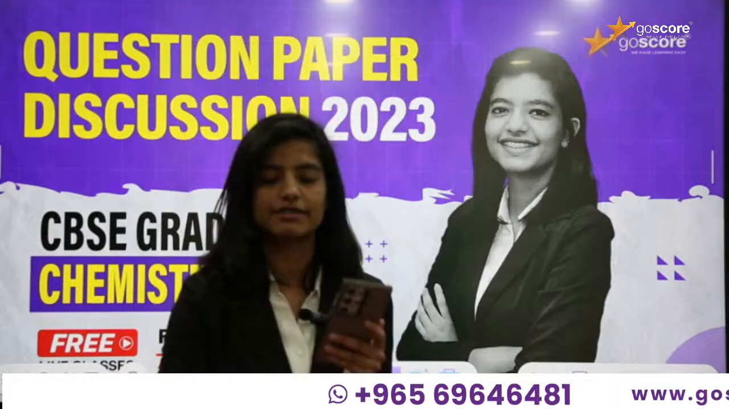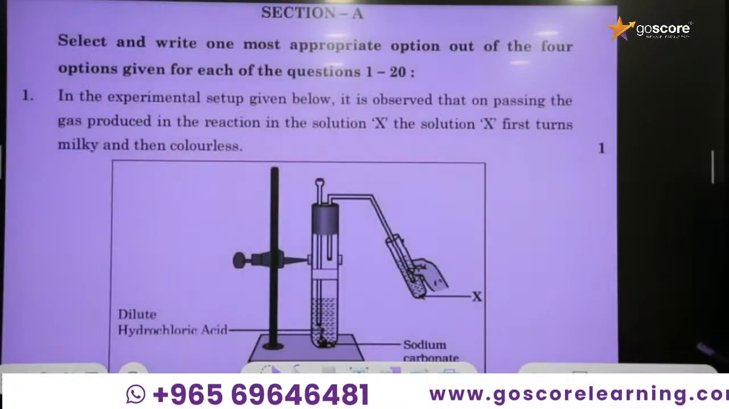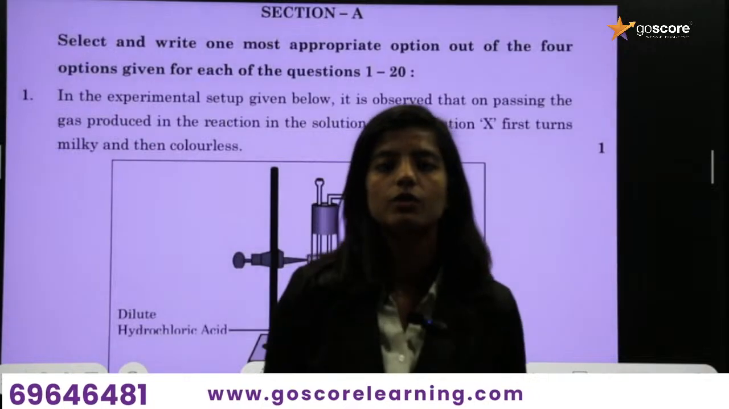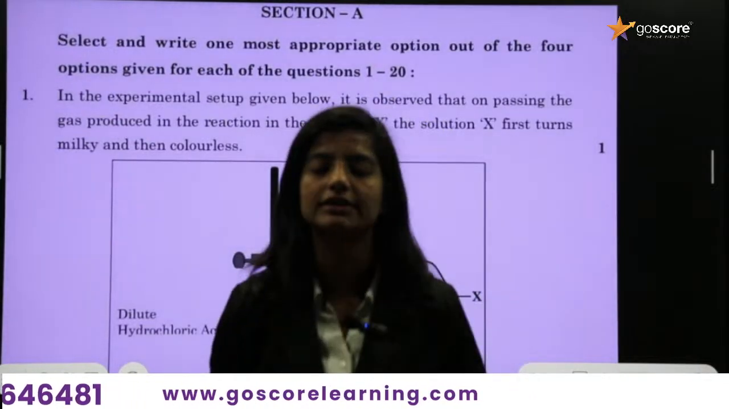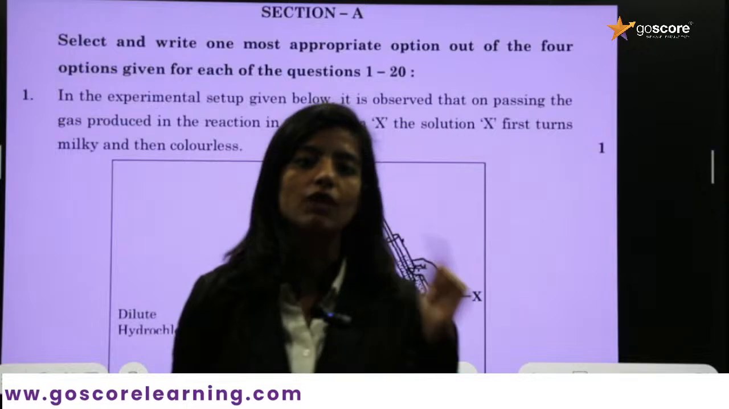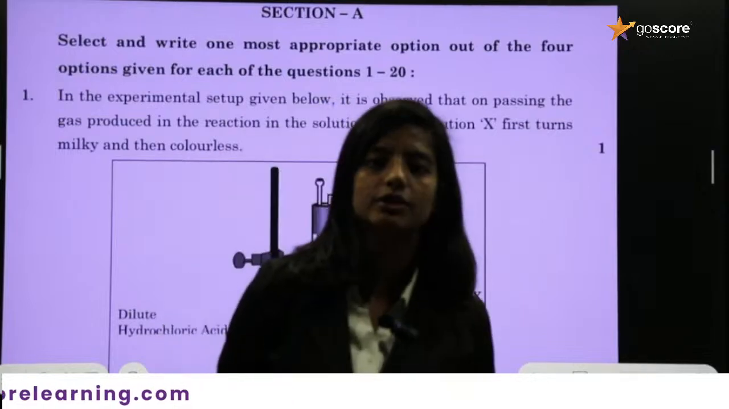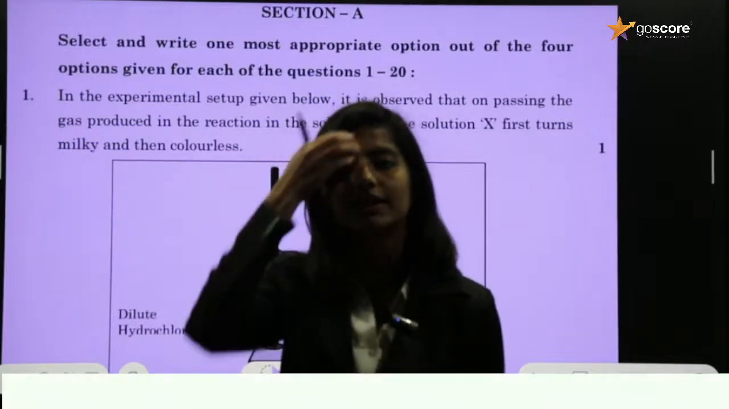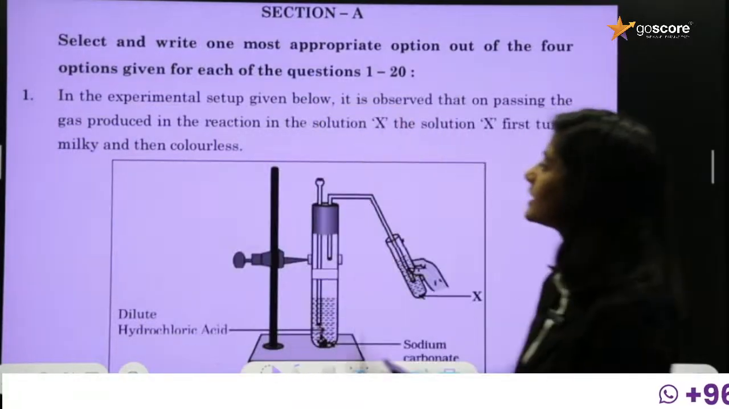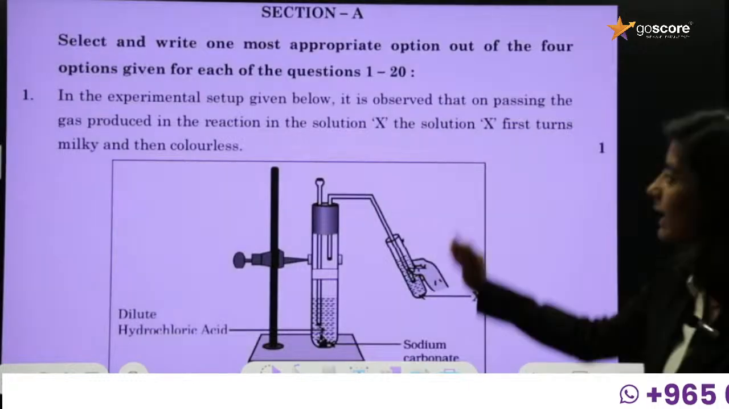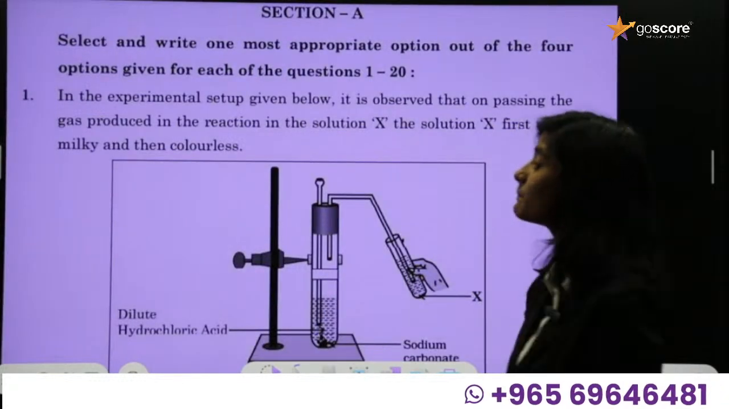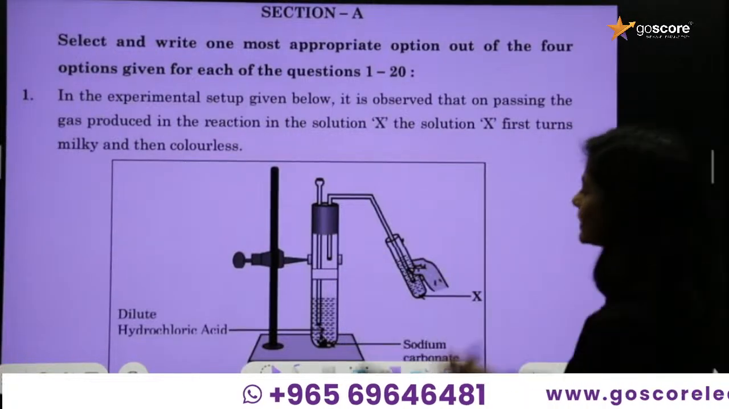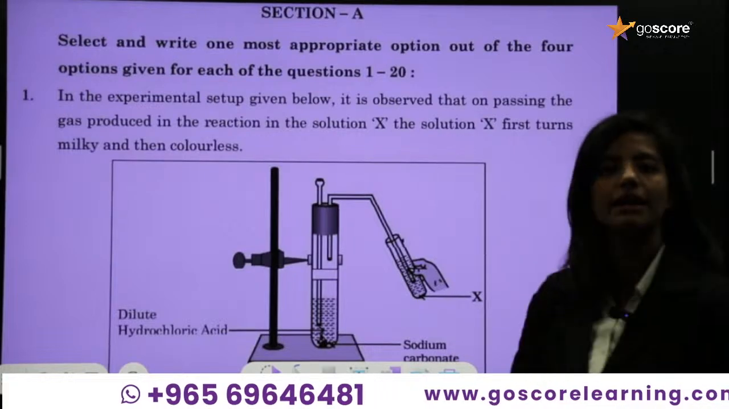Here we go with the first question. As we already know, we have so many sections, in which Section A carries the 1 mark questions, the MCQs and the assertion and reason type of questions. In Section A, there is an experimental setup given in the paper, and just clearly observe what are the things or the liquid that we are going to take in this apparatus.